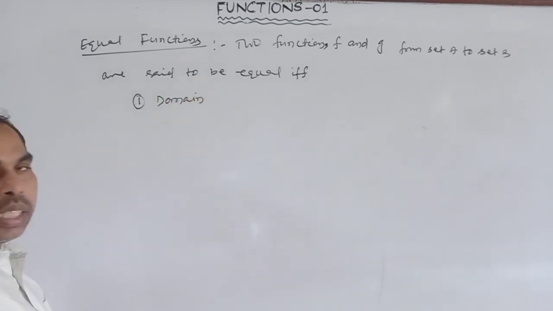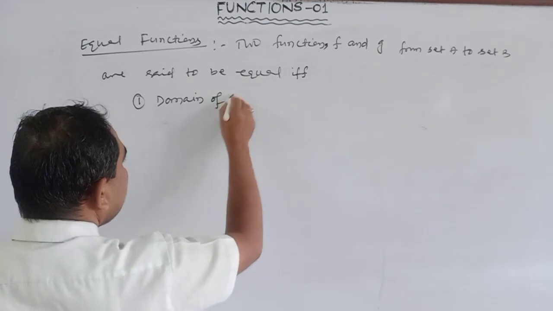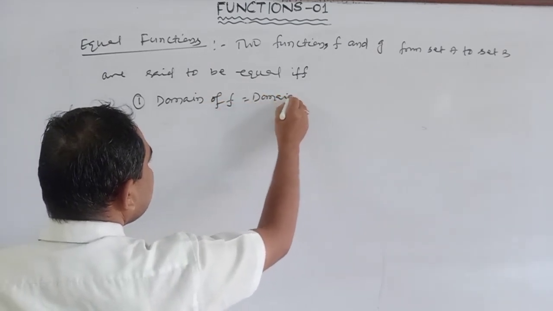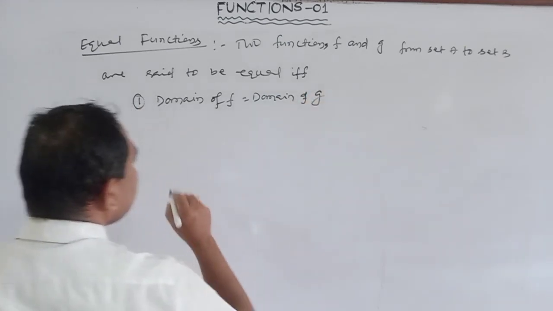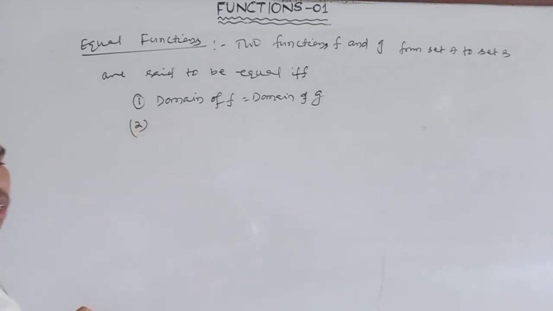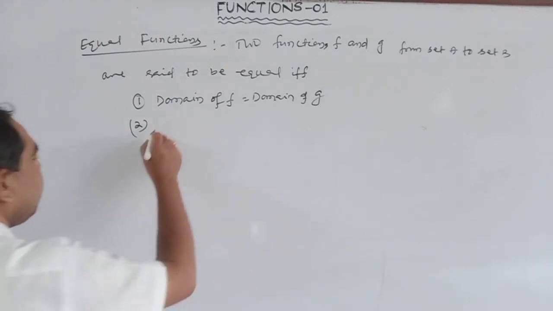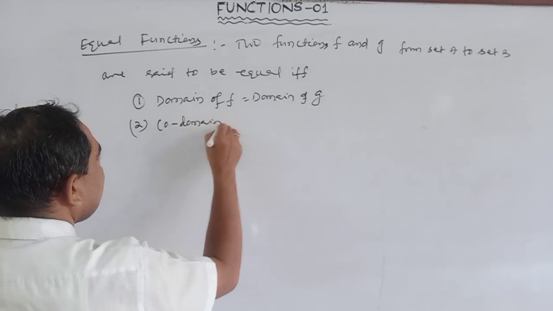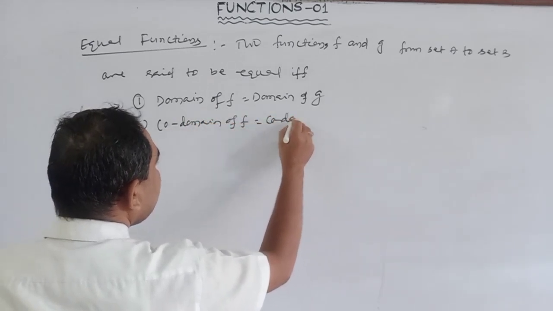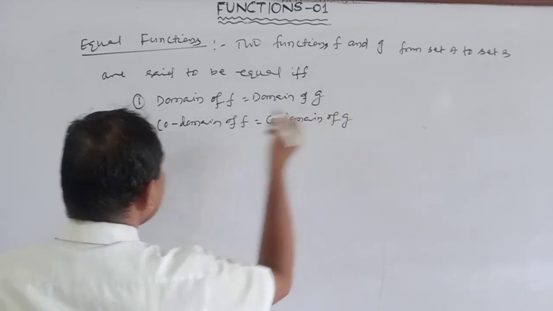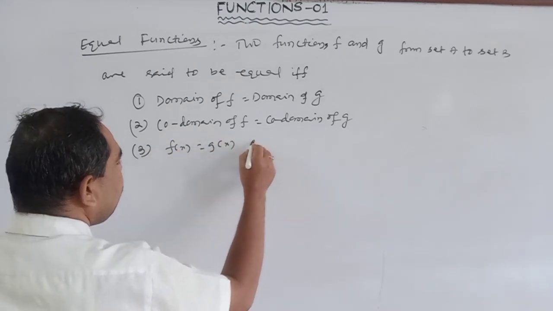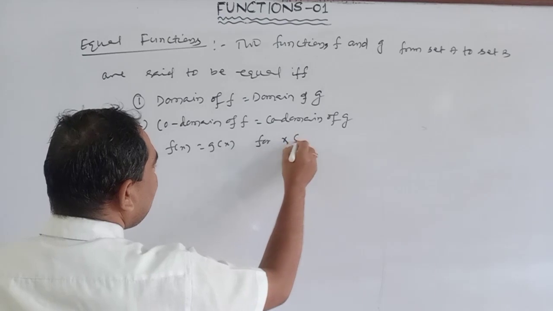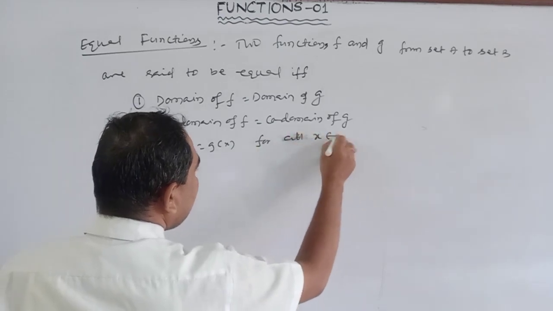the domain of f is equal to the domain of g. Condition 2, the codomain of f is equal to the codomain of g. And condition 3, f(x) is equal to g(x) for all x belongs to set A. For all x belongs to set A.